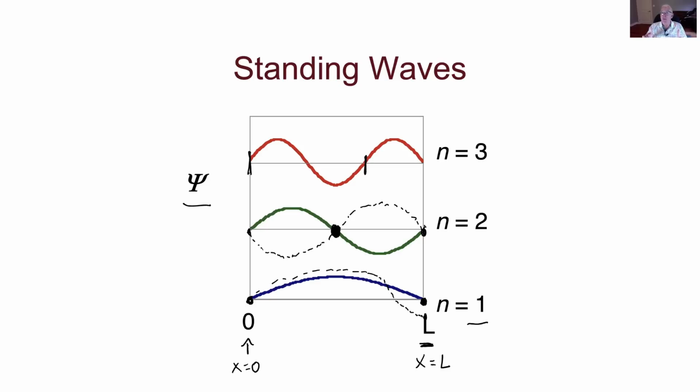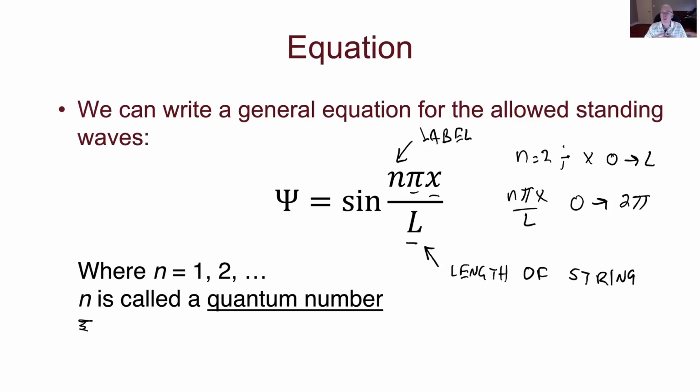Okay, if I hadn't done that, then I could have had any wavelength whatsoever, right? Because there'd be no rule that said I couldn't have the end of the string moving up and down, and then I wouldn't have to worry about that, right?